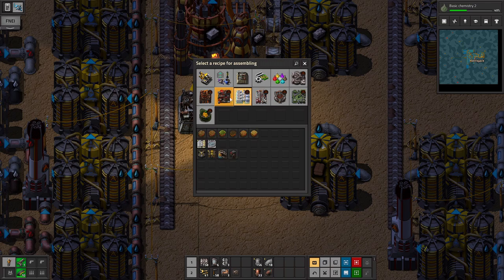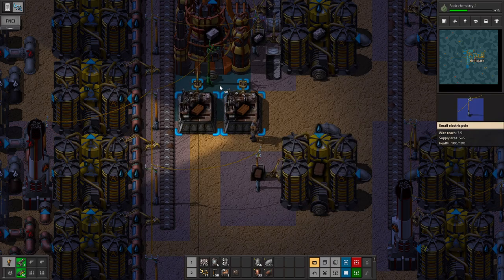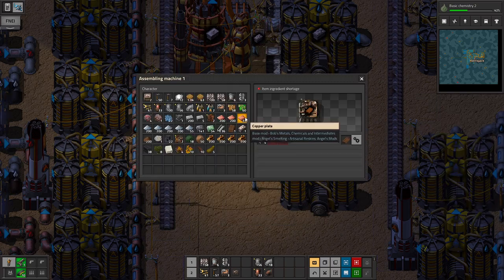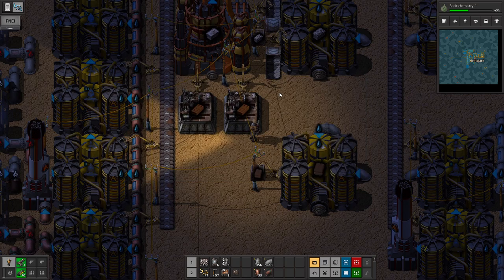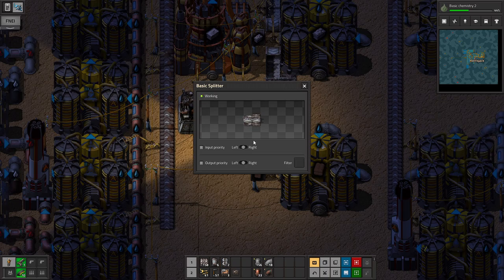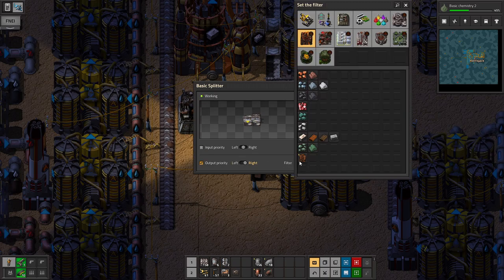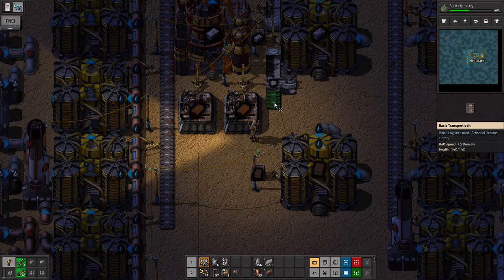Brick. Where you at, brick? Brick. Nice. We need the sand, and the output. Right. Sand. I'm not looking for it. We're cheating.